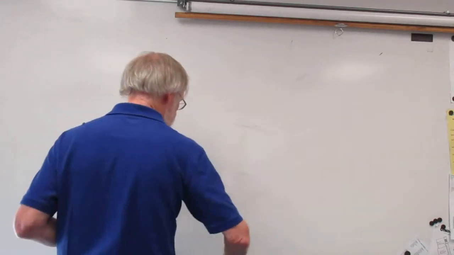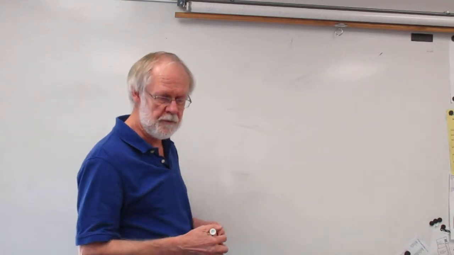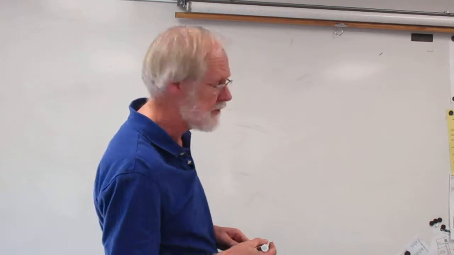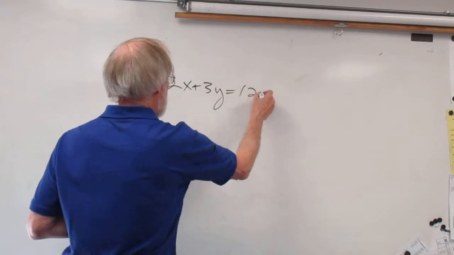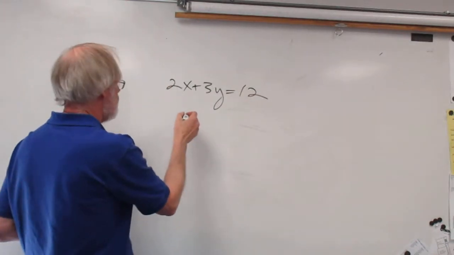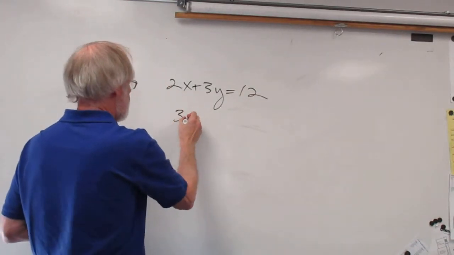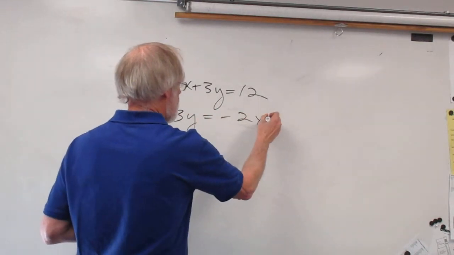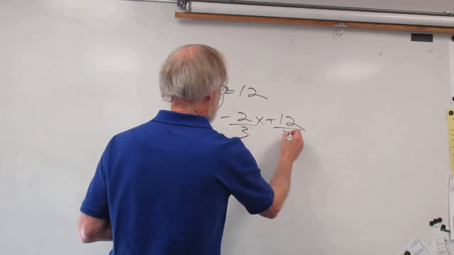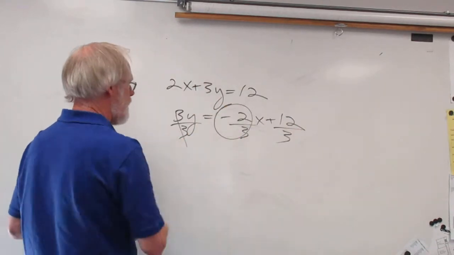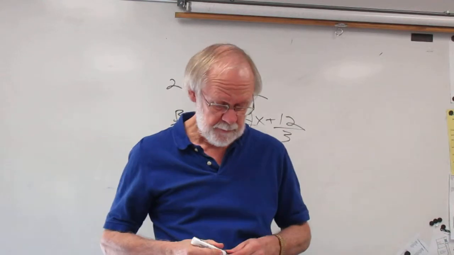Sometimes you will need to compare slopes and see if they are parallel, perpendicular, or neither. To do that, you need to put them into slope-intercept form and then look at their slopes. So let's say we had one of them that was 2x plus 3y equals 12. To find its slope, we subtract 2x, we get 3y equals negative 2x plus 12, and then I divide by 3. And the slope then of this line is negative 2/3.